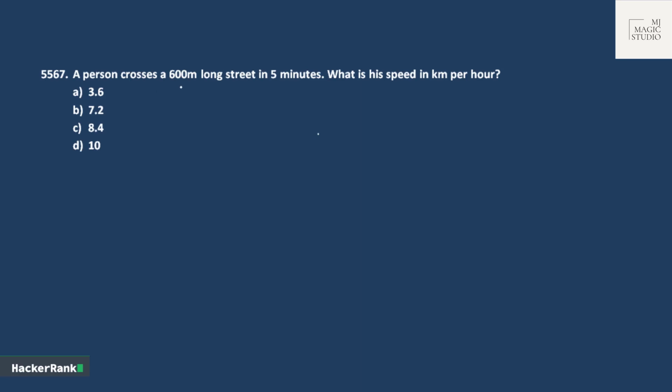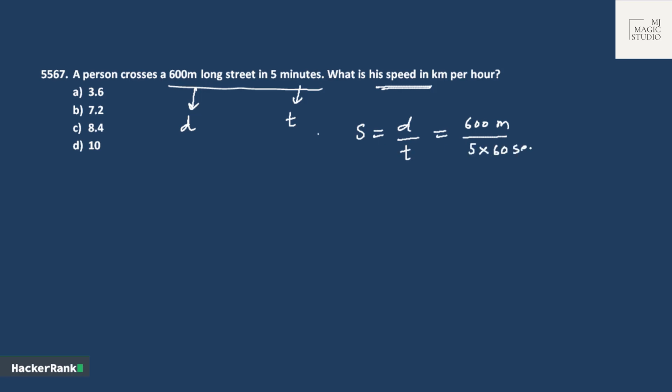A person crosses a 600 meter long street in 5 minutes. Distance, time. Find the speed. Speed is distance by time. 600 meter in 5 minutes. So let me get it in seconds. So it is 2 meter per second.